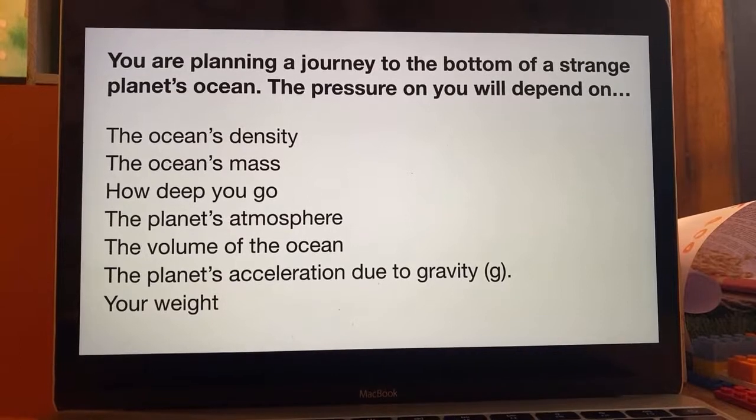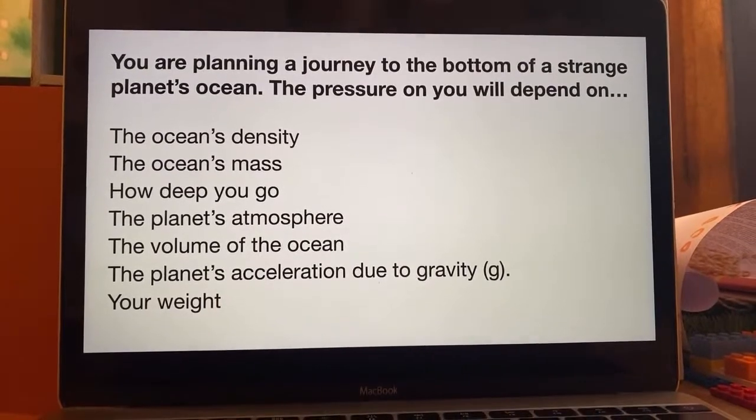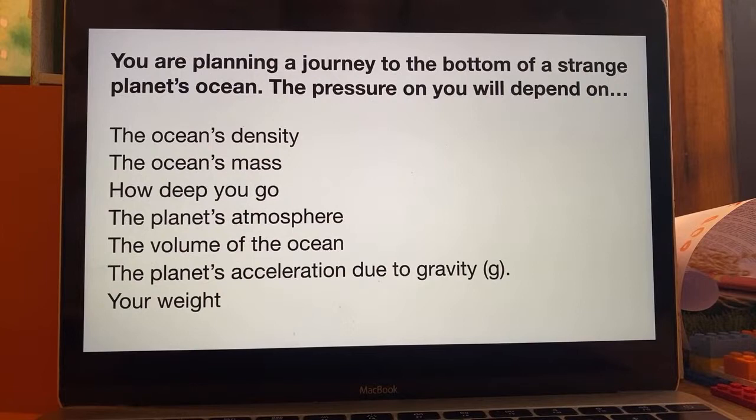And finally then, just to see how much you've taken in this lesson, you are planning a journey to the bottom of a strange planet's ocean. The pressure on you will depend on, how many of these is it? What is the pressure on you affected by? Is it the ocean's density, the ocean's mass, how deep you go, the planet's atmosphere, the volume of the ocean, the planet's acceleration due to gravity, or your weight? How many of those is it?